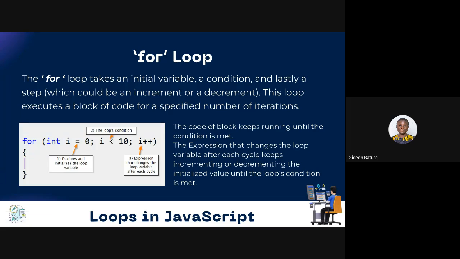Yes, it's less than 10. Then it will continue like that. It will now come back and add another 1 to 1, making it 2. So that's how it will keep on running until I is no longer less than 10. And that's when I becomes 10. So once this condition is no longer met, this loop is going to end or stop executing.